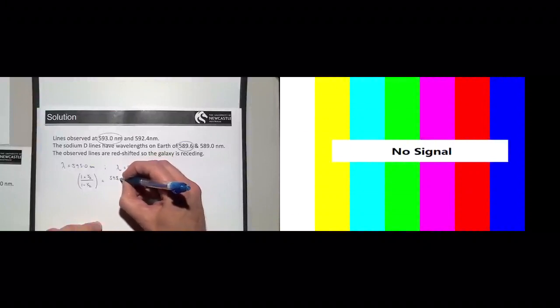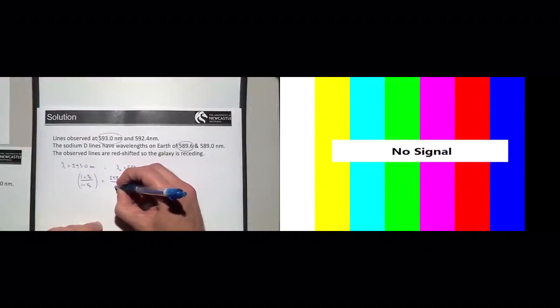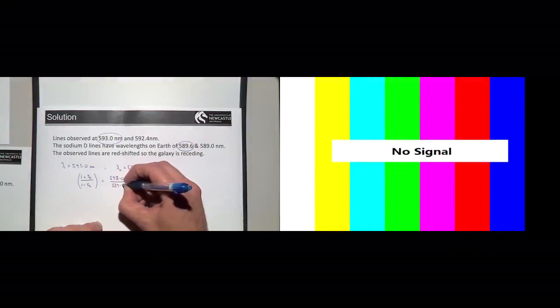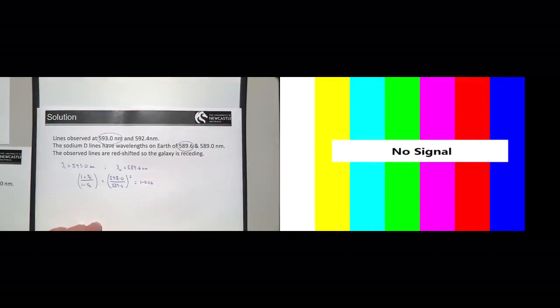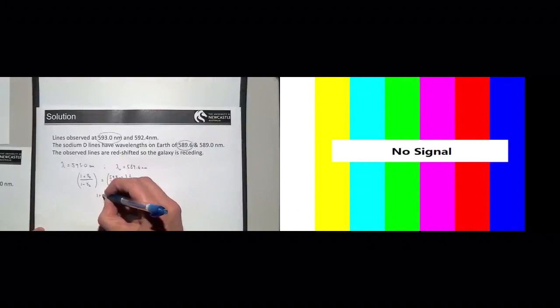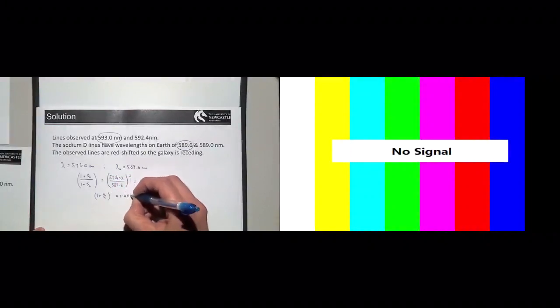So that's 593.0 divided by 589.6, squared. A bit of calculator work again gives us that as 1.0116. And so now we've got to rearrange this. So we want to multiply both sides of our equation by 1 minus v over c. So that gives us 1 plus v over c is 1.0116 times 1 minus v over c.